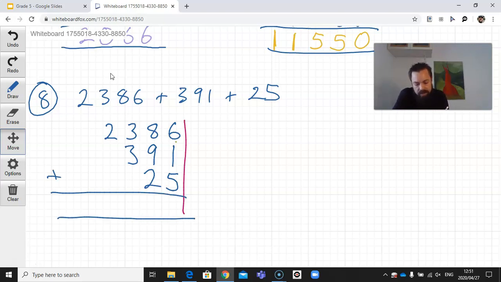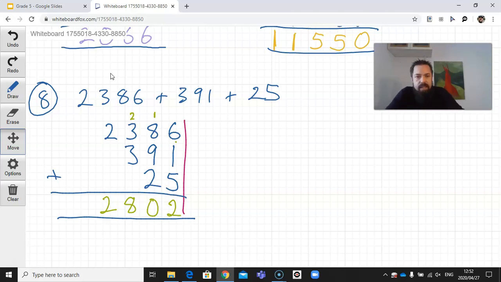Six plus 1 is 7. 7 plus 5 is 12. Carry the 1. 1 plus 8 is 9. Plus 9 is 18, 19, 20. Carry 2. 2 plus 3 is 5. Plus another 3 is 8. Nothing to add to the 2. Answer 2,803.